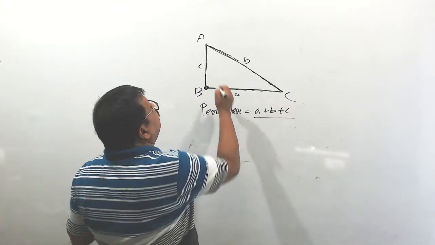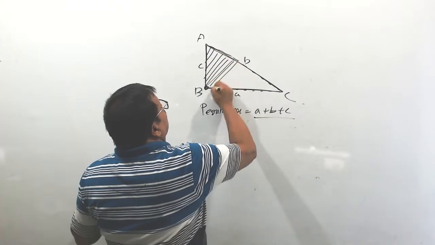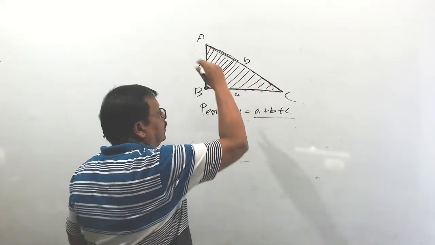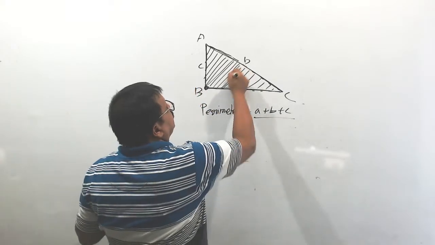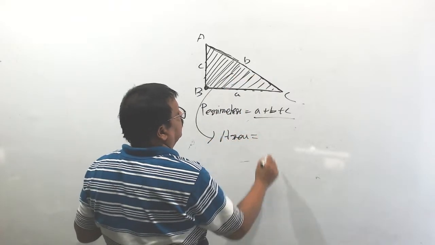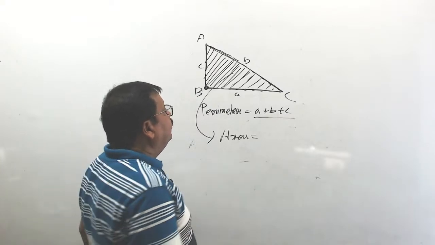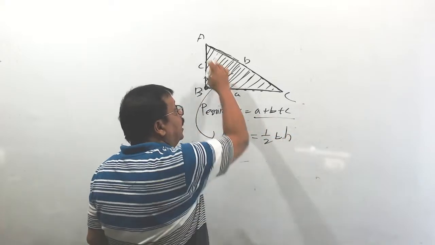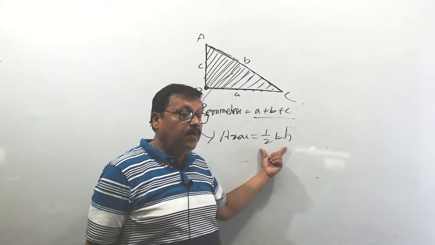And what will be the area for a triangle? The area is the portion enclosed by the closed figure, enclosed by the three line segments. The inner portion is called the area. For area, there are two main formulae for triangle. One is half into base into height. If you know the base and the height of the triangle, then by using this formula you can find the area of the triangle.